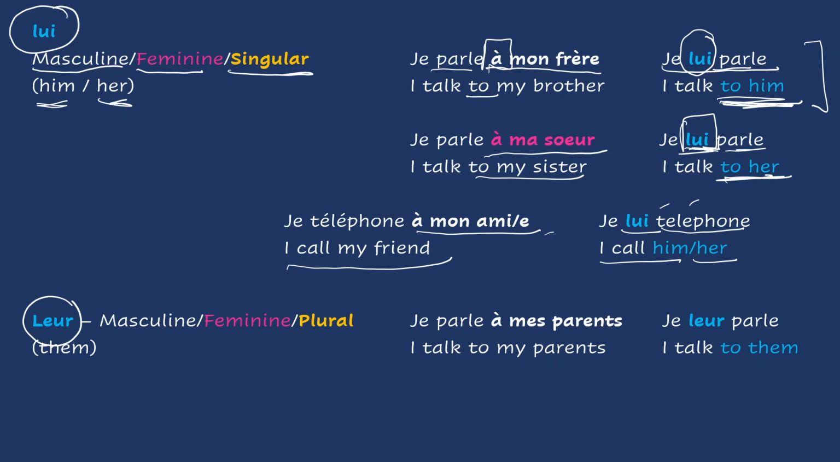Leur is for a noun, masculine or feminine, but plural. Example: je parle à mes parents. Je leur parle. I talk to my parents, I talk to them. Again, here the indirect object pronoun is placed in front of the verb.